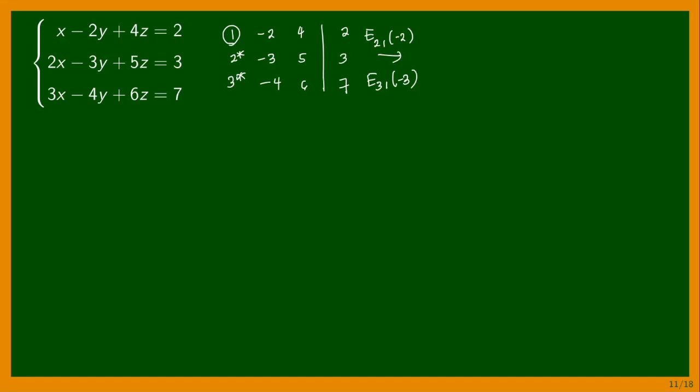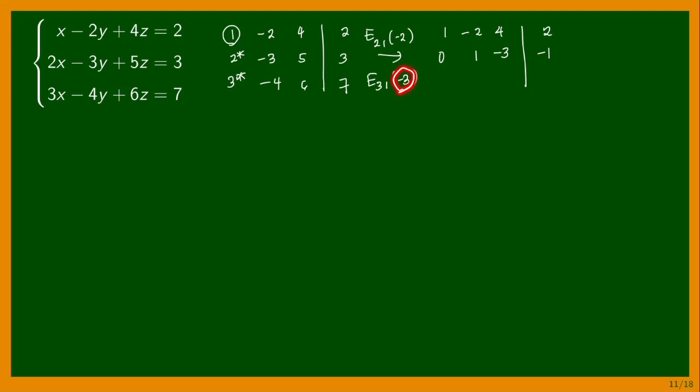So the resulting matrix will be, the first row will not be changed at all. This will be 0. Again, negative 2 times negative 2, that's 4, minus 3, that's a 1. Negative 2 times 4 plus 5 is negative 3. I hope this is correct. Negative 2 times 4 is 8, plus 5 is negative 3. Next, negative 2 times 2 is negative 4, plus 3 is negative 1.